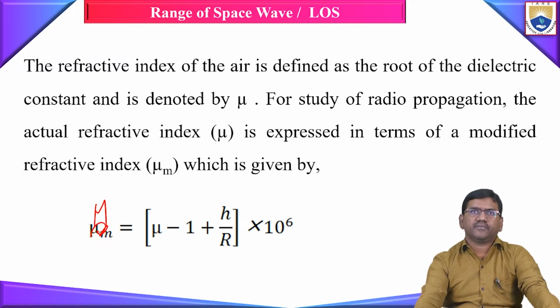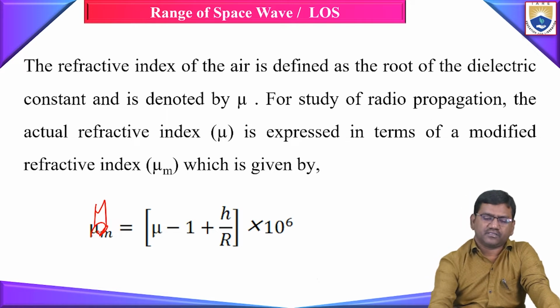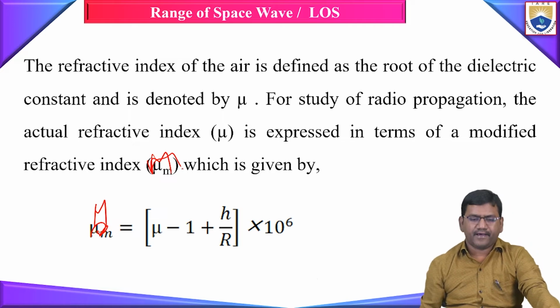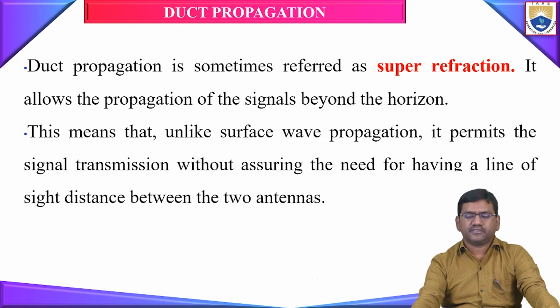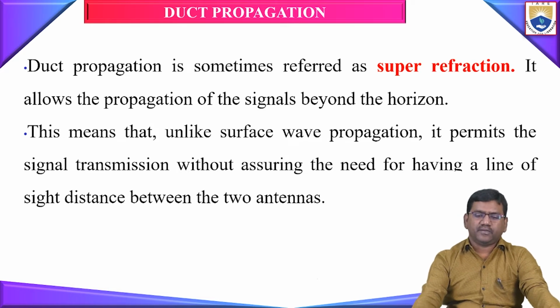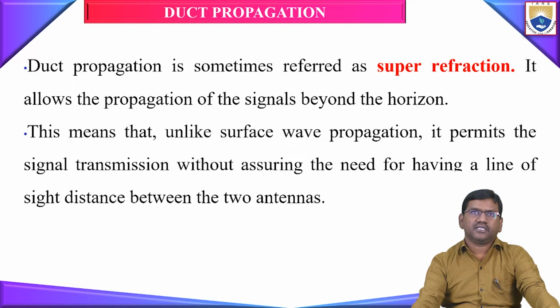For studying radio wave propagation, the actual refractive index is expressed in terms of a modified refractive index, which is given by M = (μ − 1) + h/r. So here, capital M is equal to μ − 1 + h/r. Duct propagation is also sometimes referred to as super refraction. It allows the propagation of signals beyond the horizon.